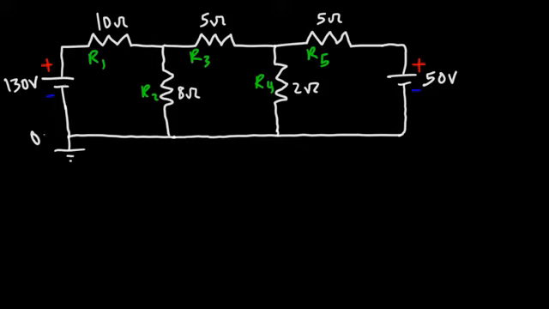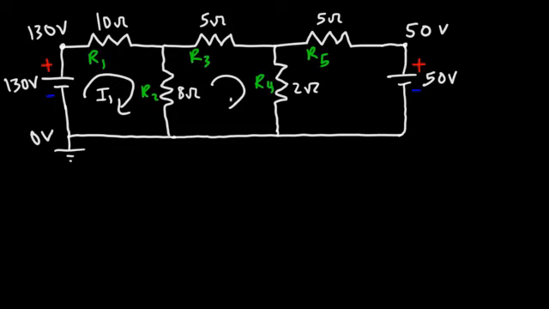So let's say the ground is given a value of 0. We already know that this point will have a potential of 130, and this point has to have a potential of 50 volts. Now, in the first loop, we're going to call this current I1. And in the second loop, that's going to be I2. And then I3 will be in the third loop.